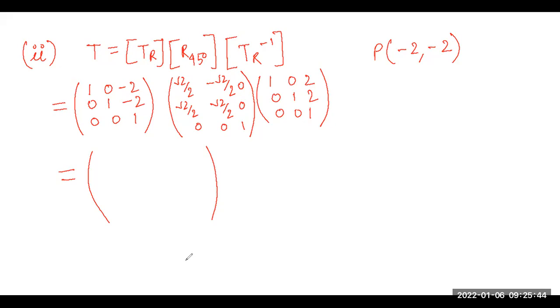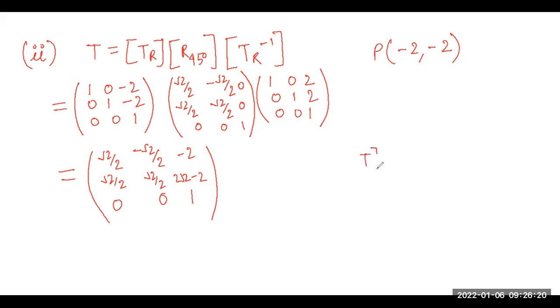It will be √2/2, √2/2, minus √2/2, minus 2, √2/2, again √2/2, then ma'am 2 √2 minus 2, 0 0 1. Perfect. So this is the transformation matrix.